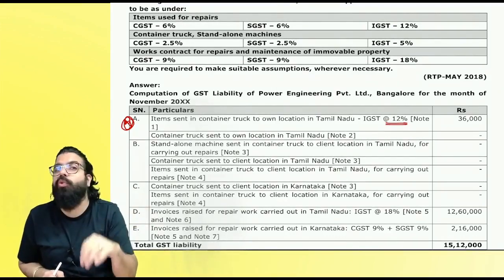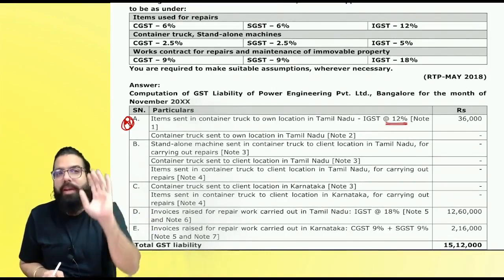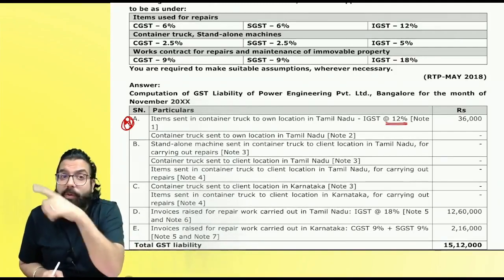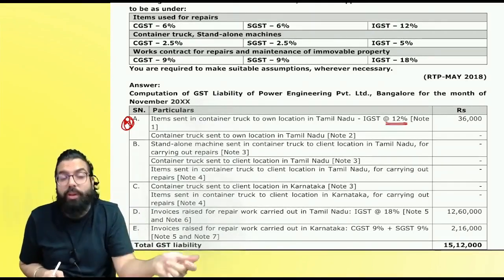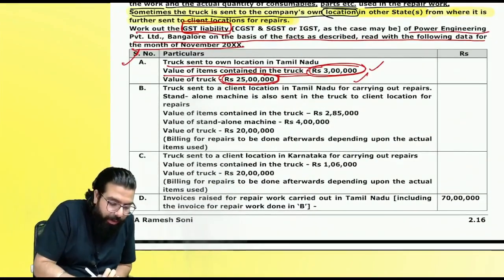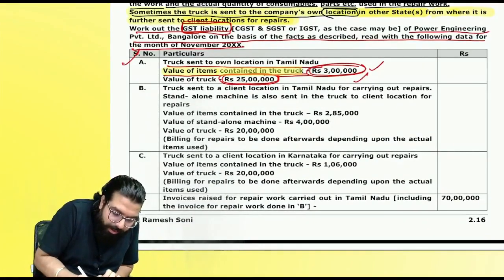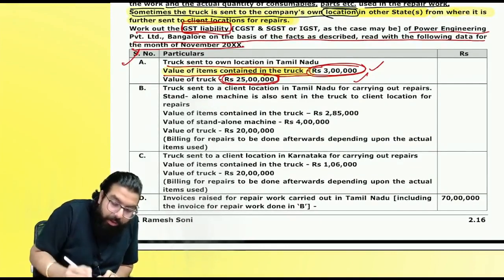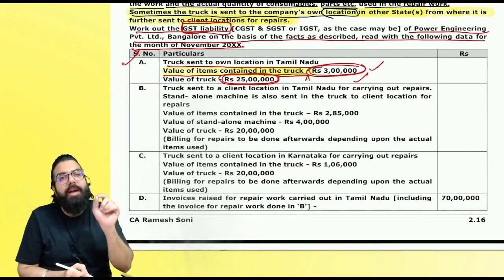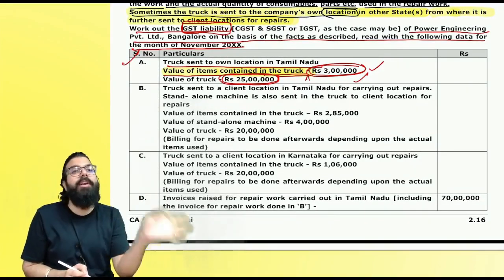This question has been there since 2018. We have been doing it for 5 years now. Now what was our assumption? We are going for repair. We will take the tools, do the repairs, and take our tools and come back. But what is their thought? Their thought is the value of items contained in the truck. Here, the line should actually have been: value of items contained in the truck meant for the Tamil Nadu branch.